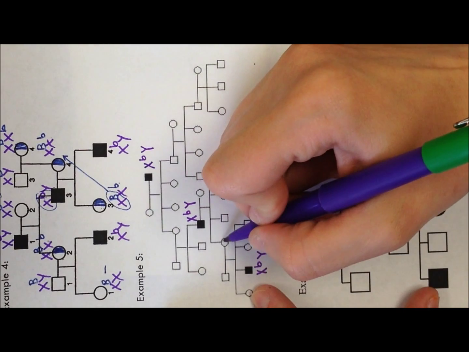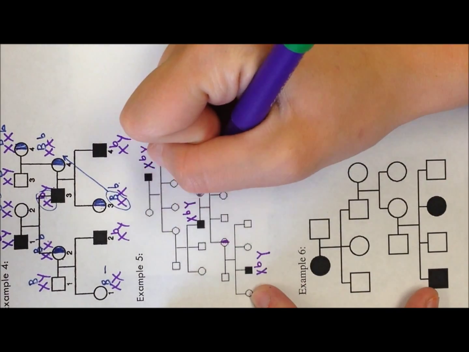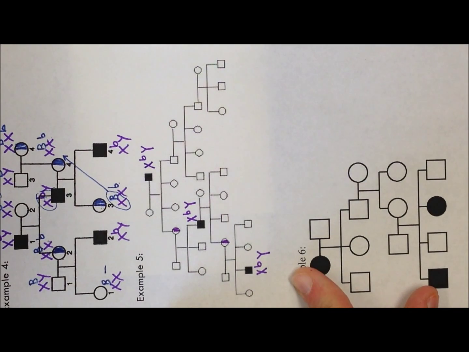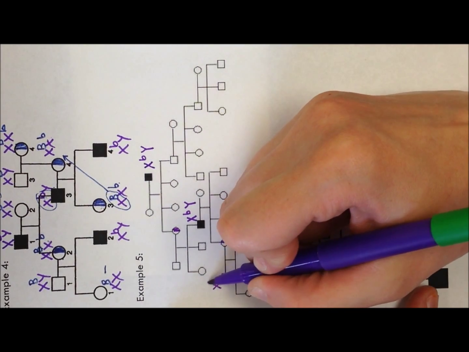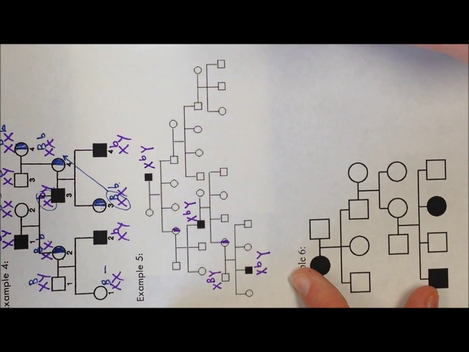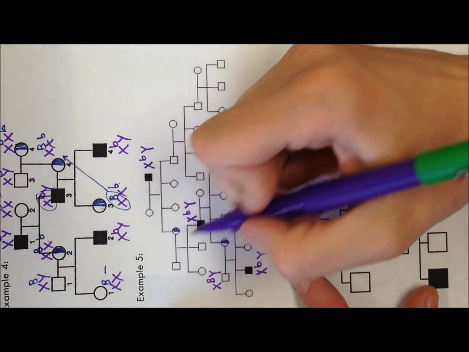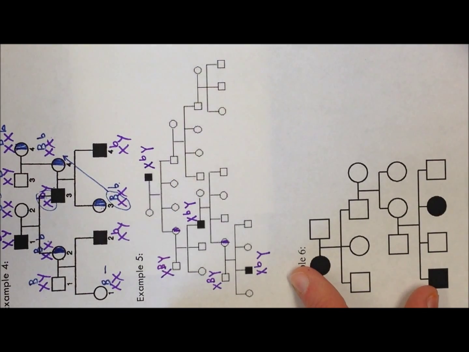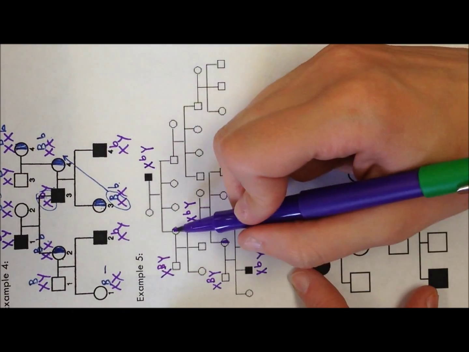And we know that they got it from their mothers. That always happens, so we can automatically fill in, hey, Mom's a carrier there and there. And we know that this guy does not have it, so he's X big B Y. We know he doesn't have it because he's not shaded in, so therefore we can use capital letters. And then here, X big B Y. And that's really all we need to know for now.